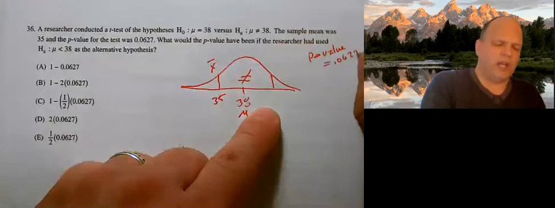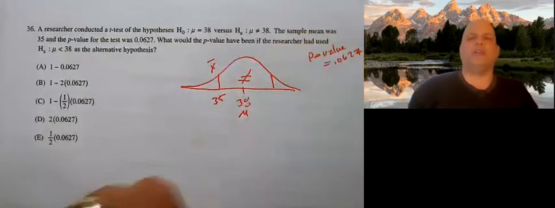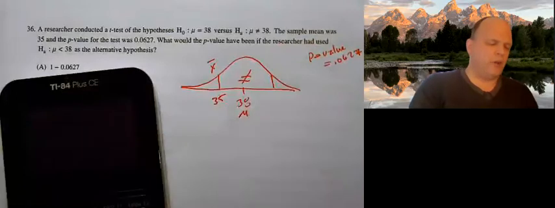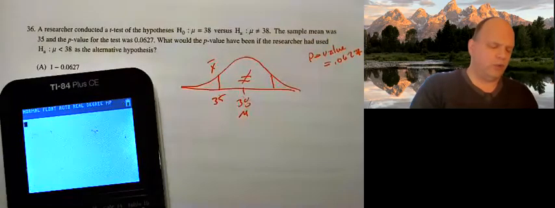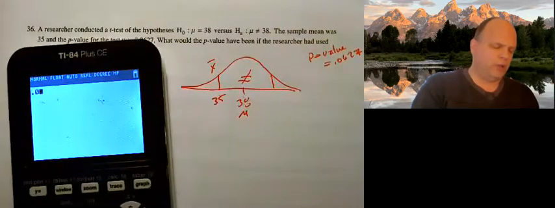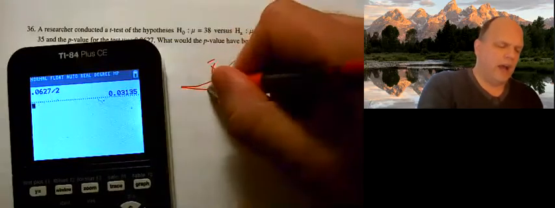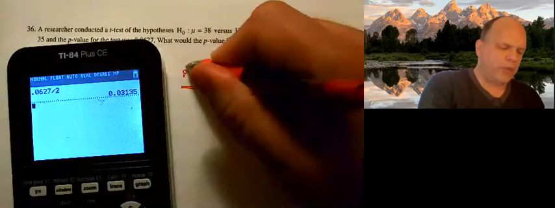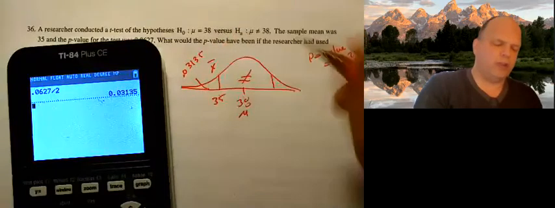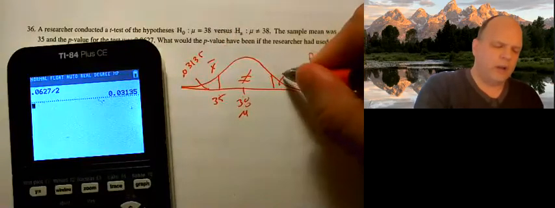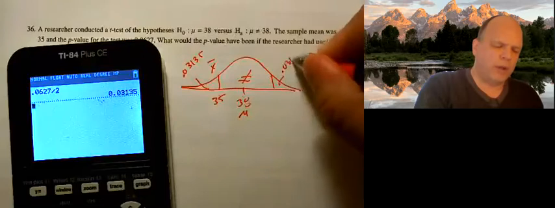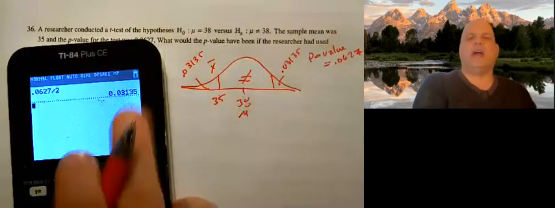Now, because this is a two-tailed test, my p-value is actually divided into two tails. So 0.0627 divided by 2. So that means I have 0.03135 in this tail, and I also have 0.03135 in that tail.